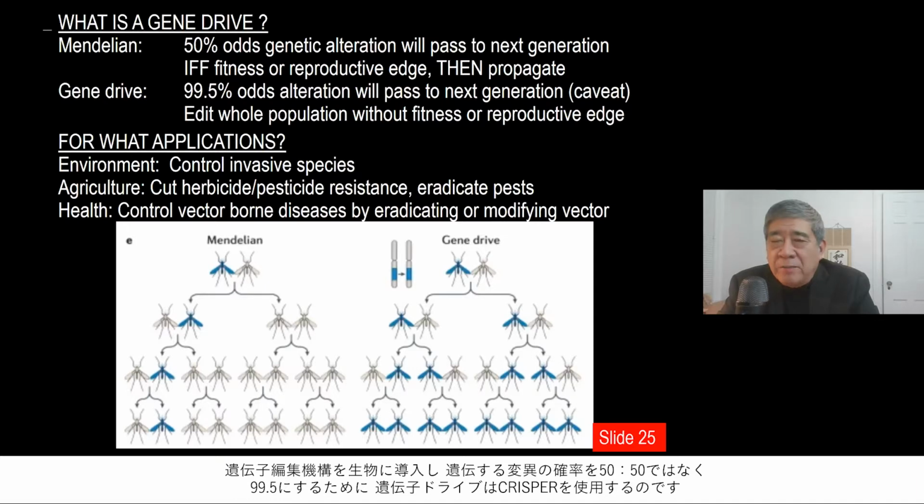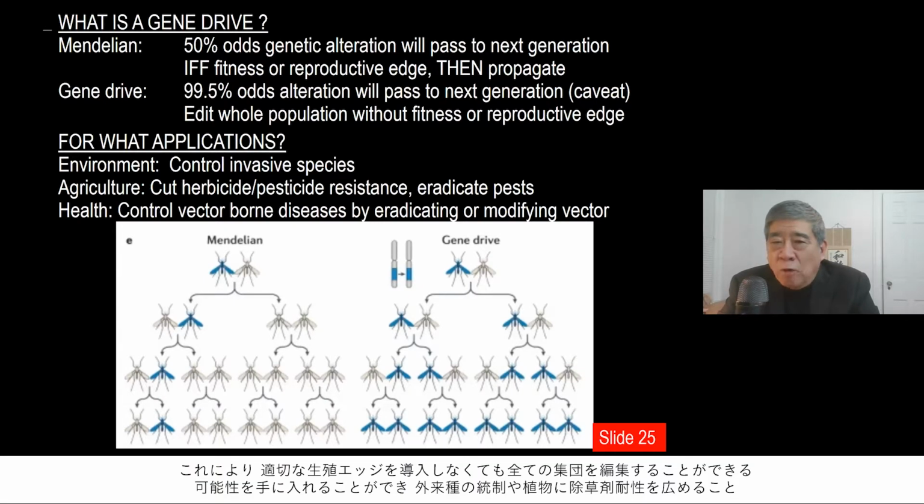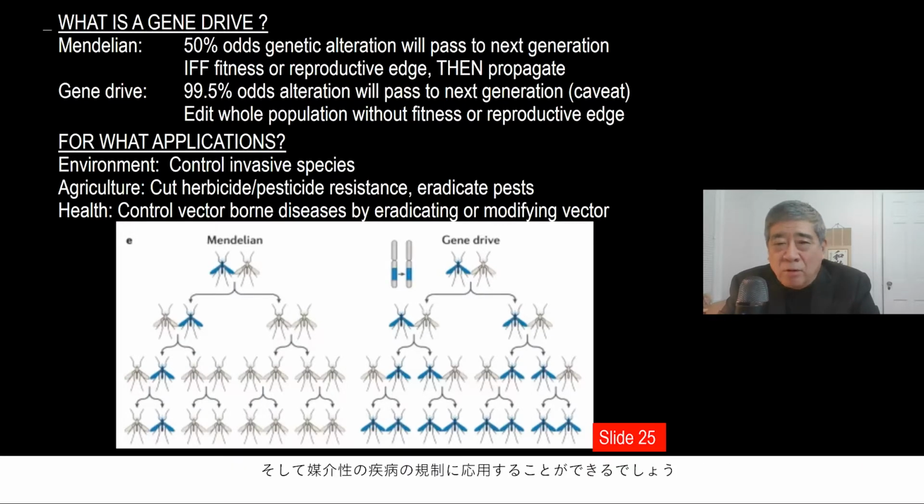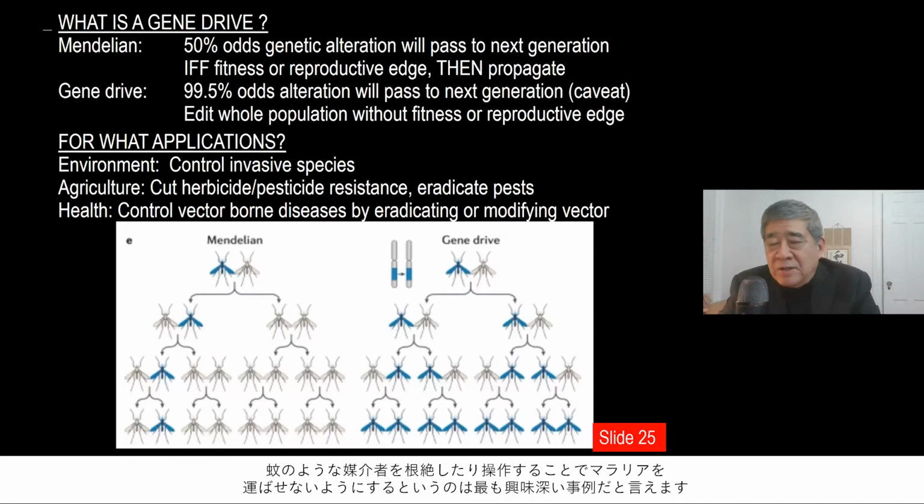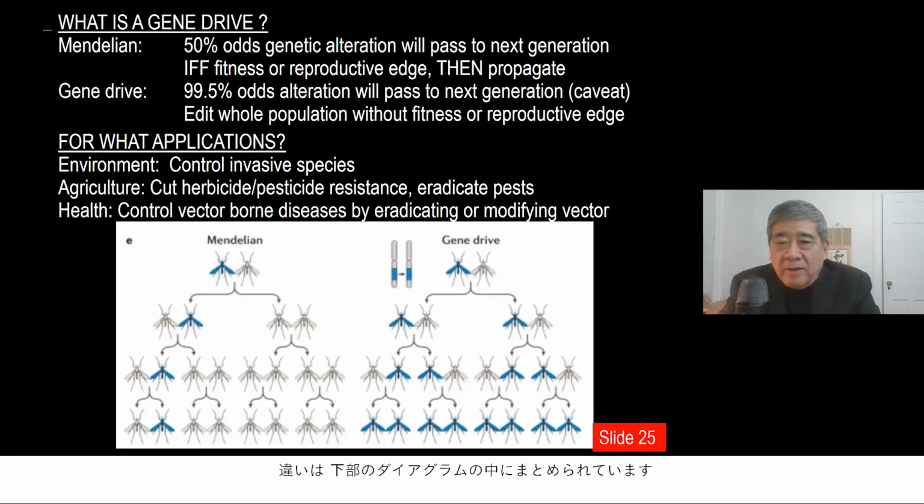to introduce gene editing machinery into organisms so that the odds of an alteration passing on are not 50-50, but are more like 99.5. This gives you the potential for editing whole populations even without introducing a fitness or reproductive edge, and the applications would include controlling invasive species or even spreading herbicide resistance in populations of plants, or controlling vector-borne diseases. And this is the most interesting one, eradicating or modifying vectors like mosquitoes so that they don't carry malaria. And the difference is encapsulated in the diagram at the bottom. Mendelian inheritance, you'll see an alteration at the top does not spread through the population. With gene drives, it spreads dramatically through populations, much greater penetration.